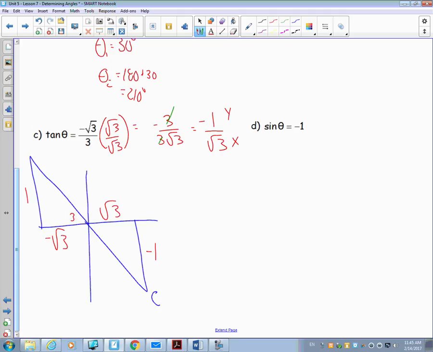A root 3 and 30s go together. So what are my answers? My answers are 180 minus 30, which is 150. That would be the first one. And the second one would be 360 if I went all the way around, but I stopped a little bit short of that. 30 short of that, so 330.